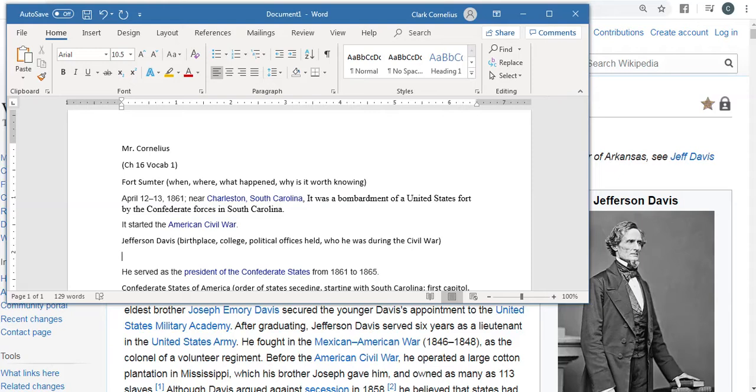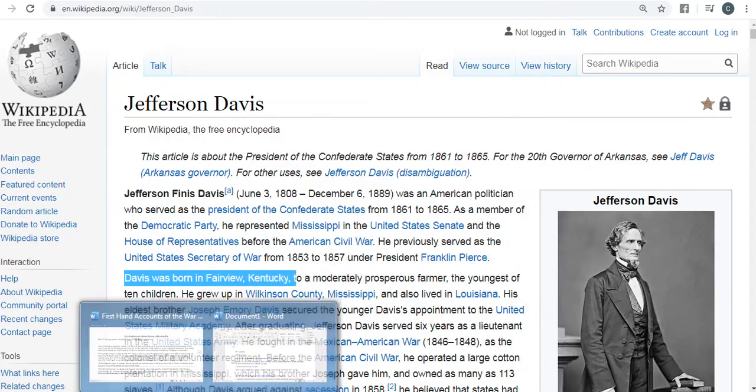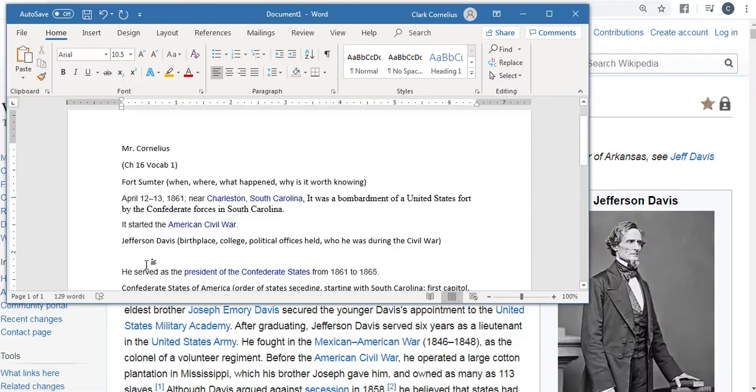He served as the President of the Confederate States from 1861 to 1865. Okay, so I need to know his birthplace, his college, and political offices held. So back to Jefferson Davis. He was born in Fairview, Kentucky. There we go. Control C. Going back to my document. Control V. And making it into a sentence again.